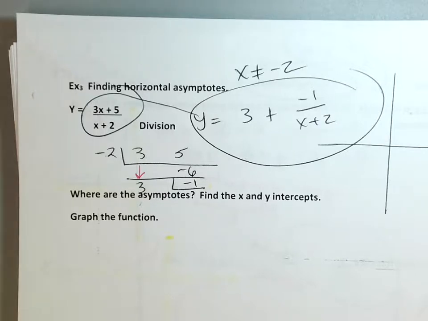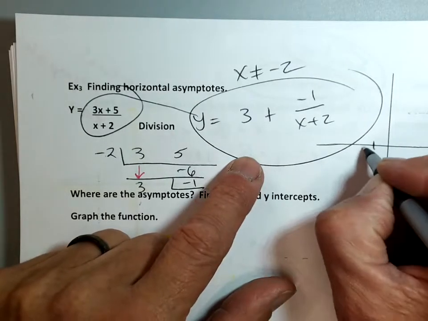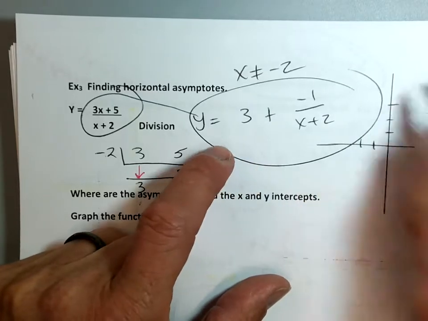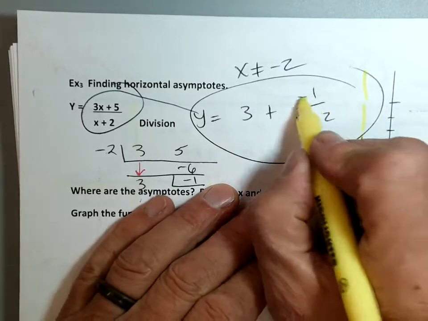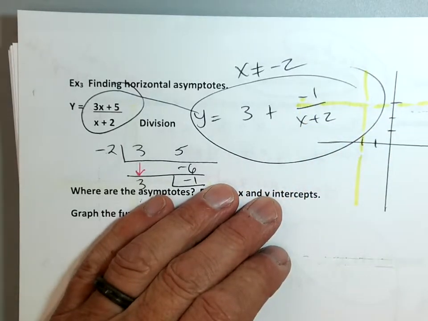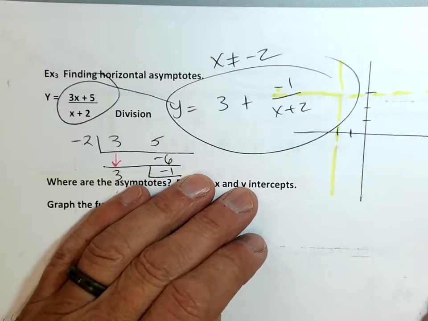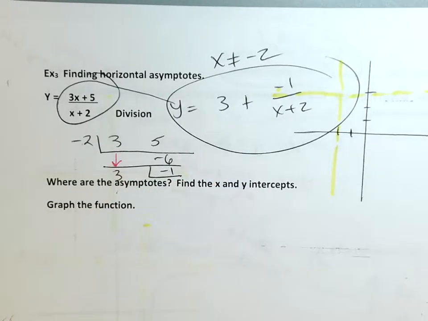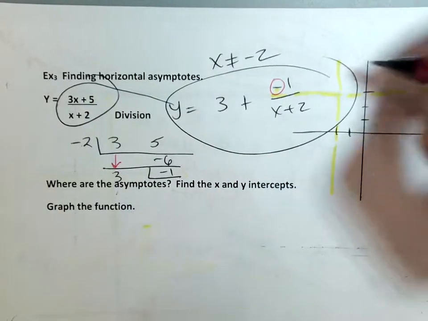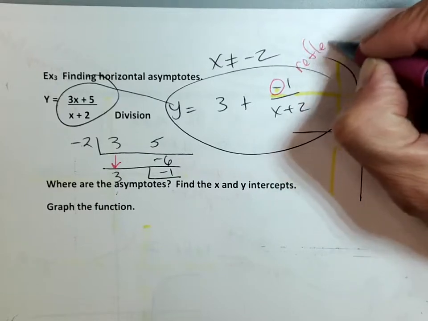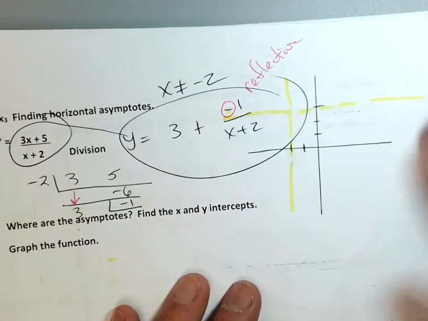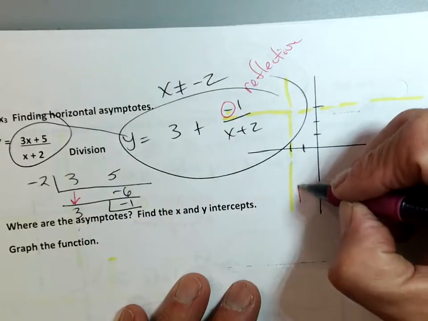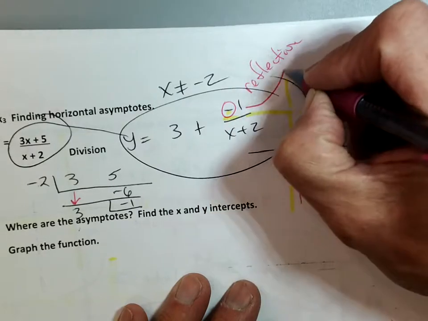So I'm going to go to my 1, 2, 3. My vertical asymptote is at -2, and my horizontal asymptote is at 3. See how I'm getting this? It's nearly the same graph we just did, except it's upside down. This one is going to be a reflection over its asymptote, so it's going to look like this and like this.